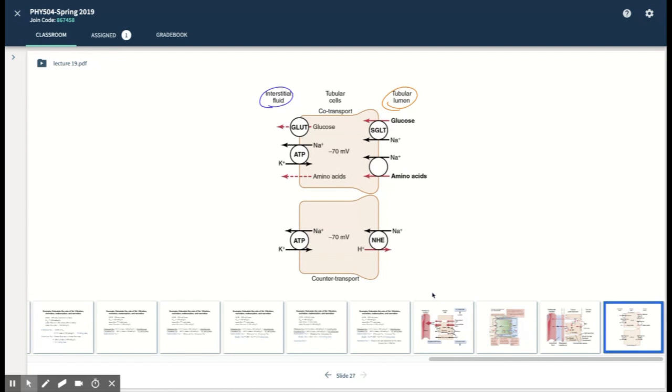This is the only place in the nephron where glucose and amino acids can be reabsorbed. Why? This is the only place that these transporters are expressed. Specifically, we're going to talk about glucose. Any glucose or amino acids that get past the proximal tubule and escape reabsorption by one of these co-transporters are going to show up in the urine.